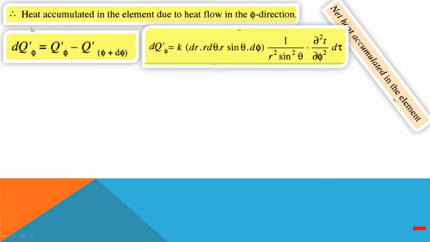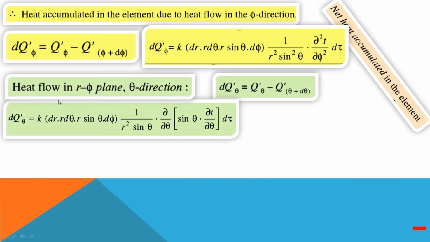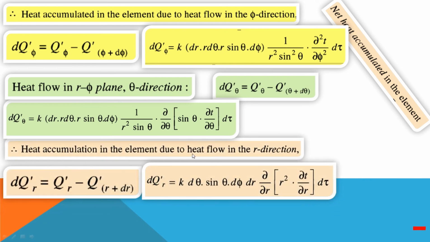Now our objective is to put the value of net heat accumulated, heat generated and heat stored in the energy balance equation. So our objective is to first calculate total heat accumulated, or we can say net heat accumulated in the element. So one by one we have already derived net heat accumulated in phi direction, or we can say in r theta plane, same as heat flow in r phi plane, or we can say theta direction, and heat accumulated in the element due to the heat flow in r direction.